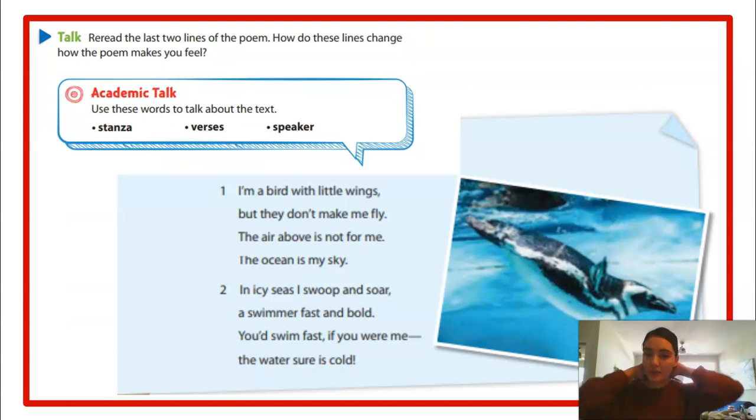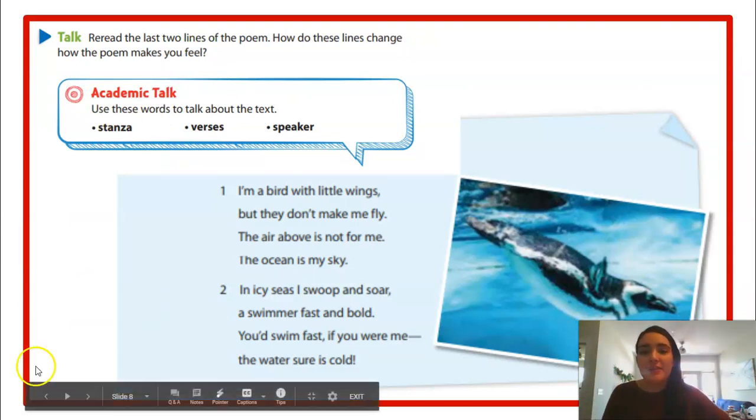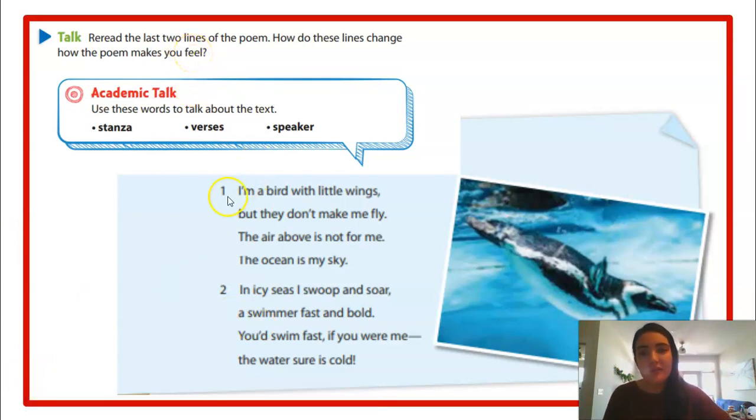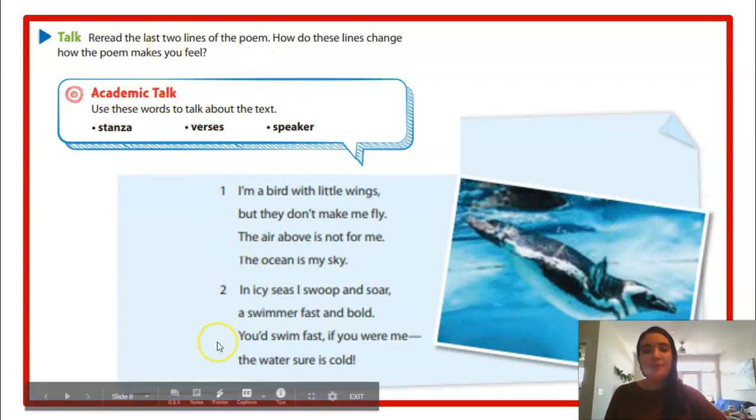All right, so now what we're going to do is we'll read the last 2 lines of the poem. And friends, lines, same thing as verses, okay? It's just one. The first line, the second line. How do these lines change how the poem makes you feel? And as a reminder, we have our 3 vocabulary words that we're going to try and use. So let's look at the last 2 lines of the poem. You'd swim fast if you were me. The water sure is cold.